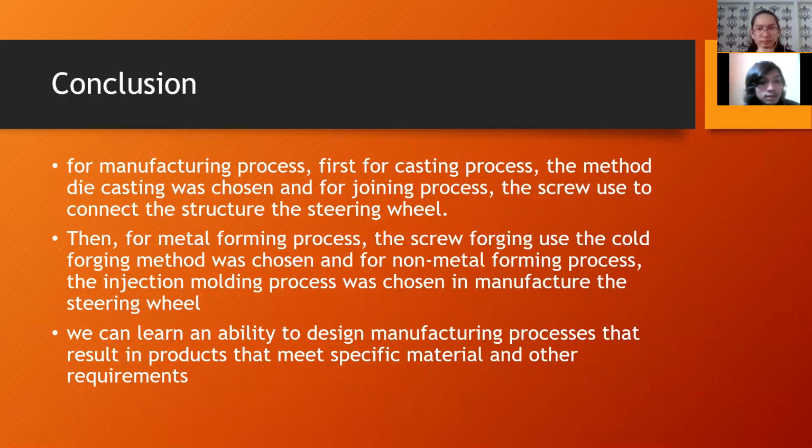For the conclusion, for the manufacturing processes, first for the casting process, the die casting method was chosen, and for the joining process, screws were used to connect the structure to the steering wheel. Then for the metal forming process, the cold forging method was chosen, and for the non-metal forming process, the injection molding process was chosen in manufacturing the steering wheel. Then we can learn an ability to design manufacturing processes that result in products that meet specific material and other requirements.